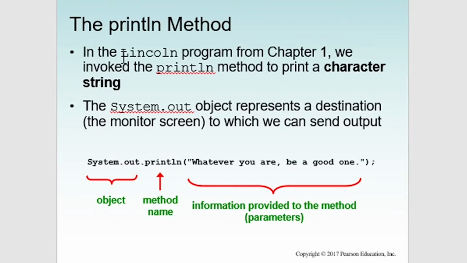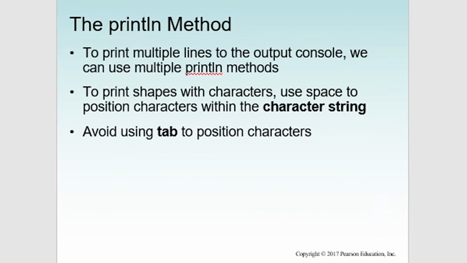Back in chapter 1, when we talked about the Lincoln program, we invoked the method println. To print multiple lines to the output console, we can use multiple println methods. To print shapes with characters, we use space and position characters within the character string. Avoid using the tab to position characters. So I'm going to demonstrate this concept by making a program that prints shapes using multiple println statements.